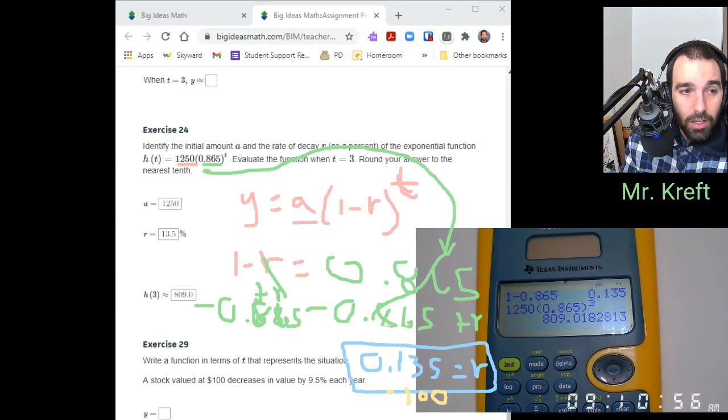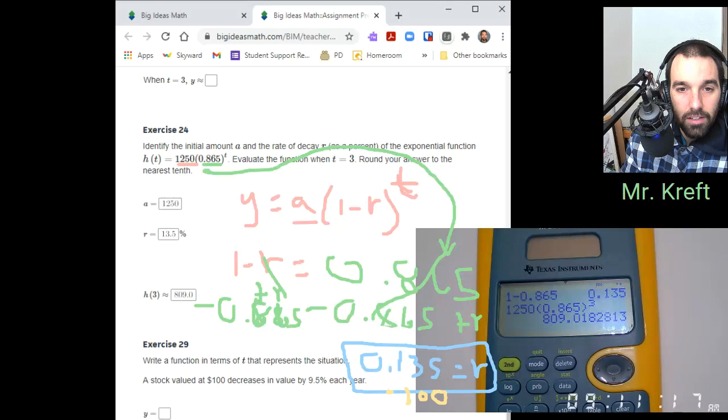How did I do part 3 again? For the third part here, all we're doing, see it says h of 3. Notice up here it's a t, and down here it's a 3. So the 3, we're plugging into the t here. We're just going to replace that t with 3.